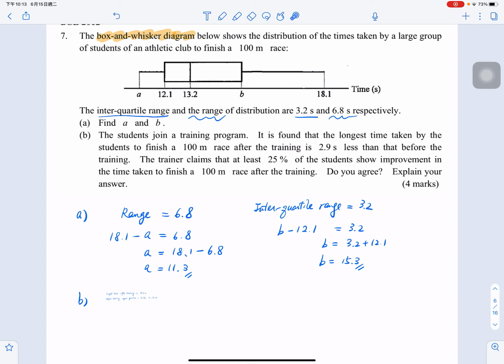Part B. The student joined a training program, right? It's found that the longest time taken by a student to finish the 100-meter race after the training is 2.9 seconds less than that before the training. The trainer claims that at least 25% of students show improvement in the time taken to finish a 100-meter race after the training. Do you agree? Explain your answer.